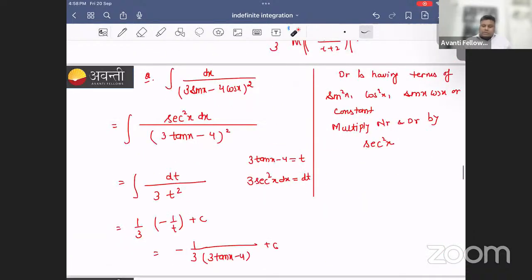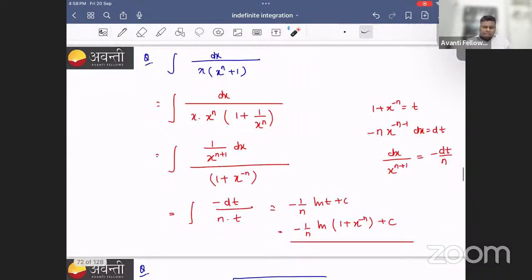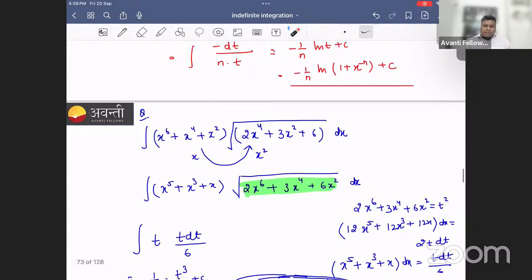If there are second degree terms of sin square, cos square, sin x cos x or constant, then multiply numerator and denominator by secant square x. Again, same, taking something common and creating a good substitution, and same thing here.